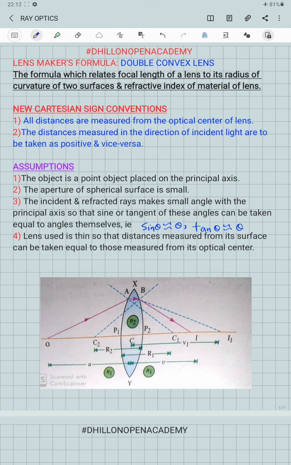Assumptions: the object is a point object placed on the principal axis of the lens. Aperture of the lens is small. The incident ray and refracted rays make small angles with the principal axis so that the sine or the tangent of these angles can be taken equal to the angles themselves. That is, sine theta is equivalent to theta and tan theta is equivalent to theta. Last, the lens used is thin so that the distances measured from its surface can be taken equal to those measured from its optical center.